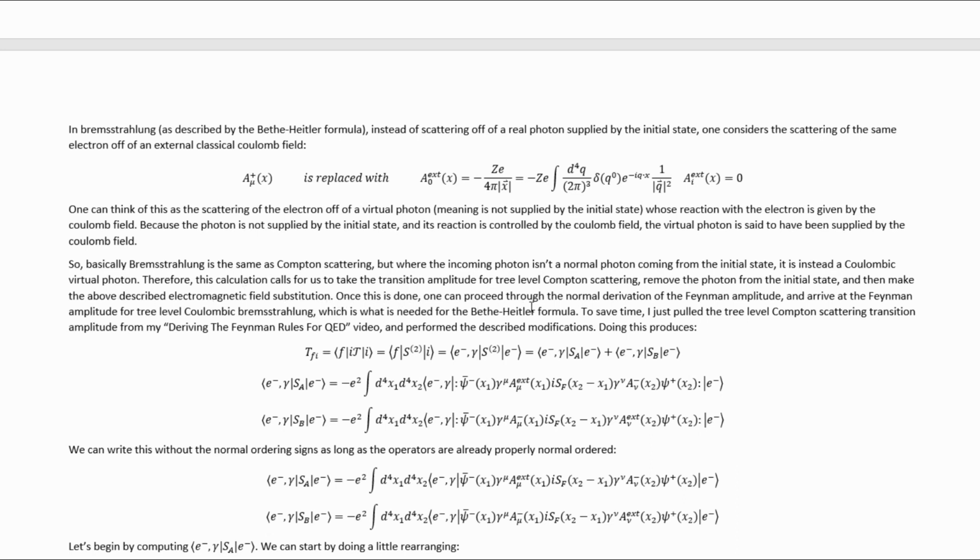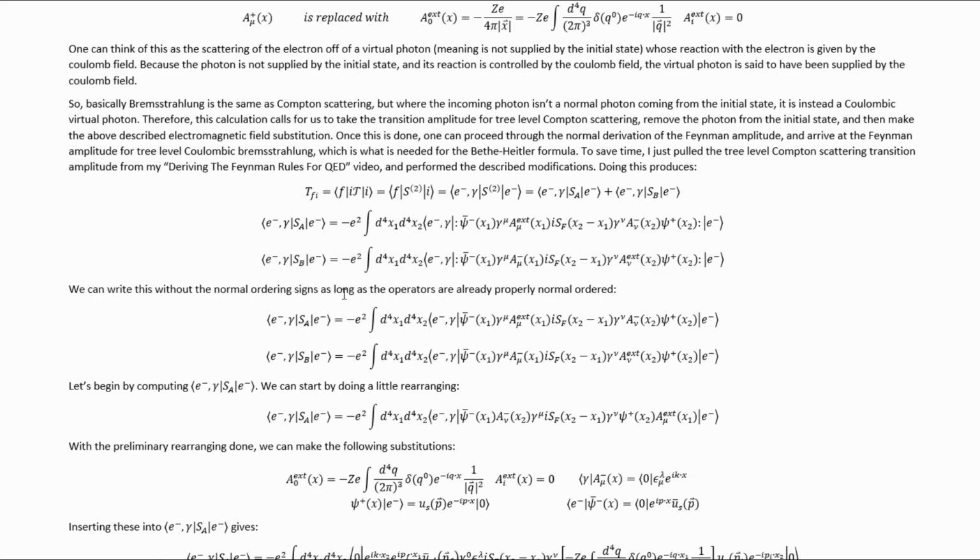Once this is done, one can proceed through the normal derivation of the Feynman amplitude and arrive at the Feynman amplitude for tree-level coulombic Bremsstrahlung, which is what is needed for the Bethe-Heitler formula. To save time, I have just pulled the tree-level Compton scattering transition amplitude from my deriving the Feynman rules for QED video and perform the described modifications. Doing that yields this result.